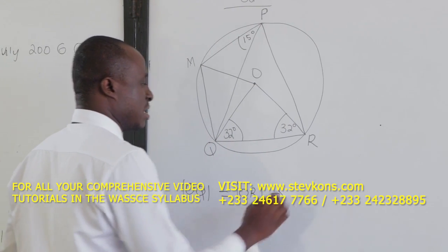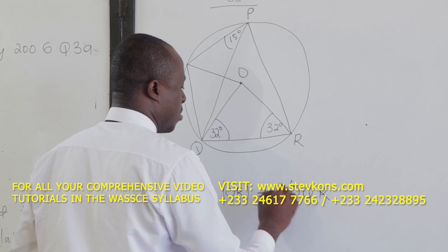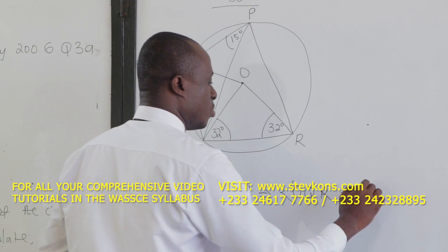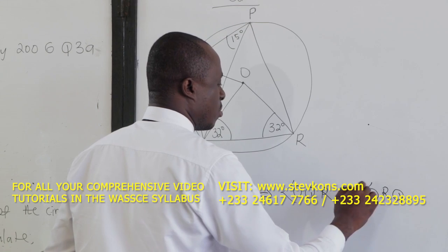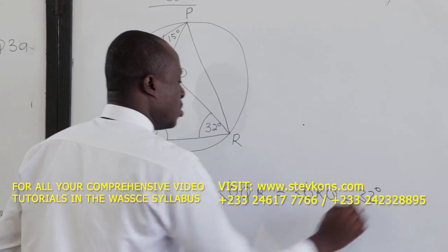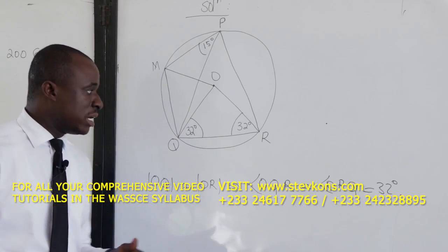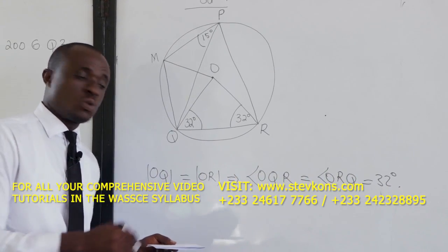And this implies that OQR is equal to ORQ, which is equal to what? That is 32 degrees. Because why? We have an isosceles triangle. Now, sum of angles in the triangle add up to what?